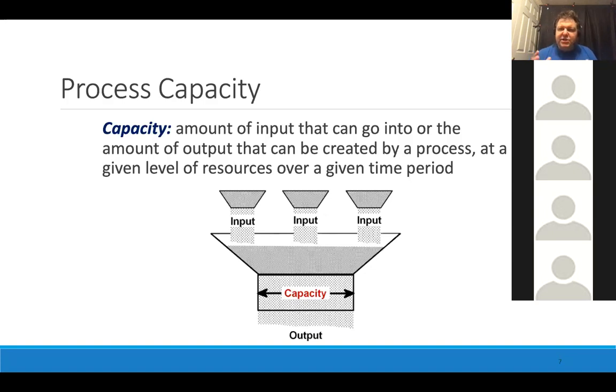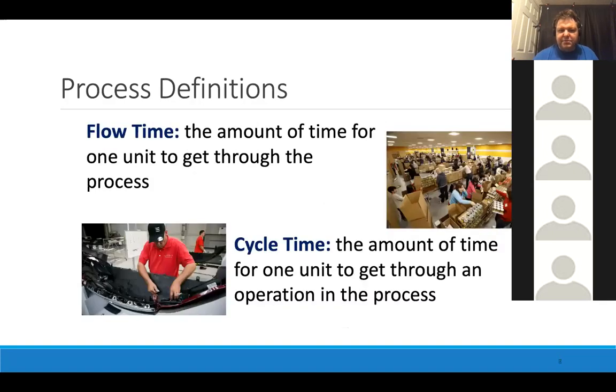And capacity constrains the entire system of activities. So it constrains the entire process. The process is only as good as the least amount of capacity it has. Let me say that again. The process is only as good as the least amount of capacity one step of the process has. And I'll demonstrate that in just a moment.